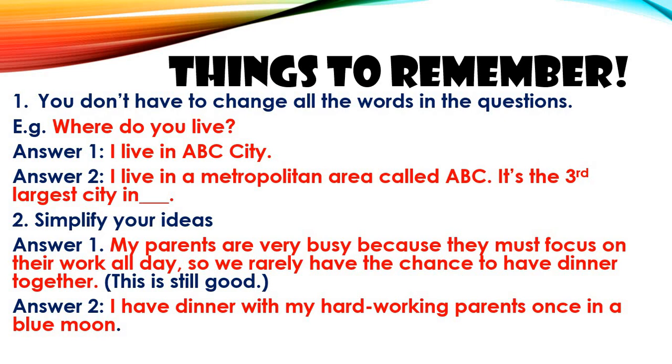You can simply say, "I have dinner with my hard-working parents once in a blue moon." "Once in a blue moon" there means rarely. "Hard-working parents" means they work hard. They're busy. That's just it.